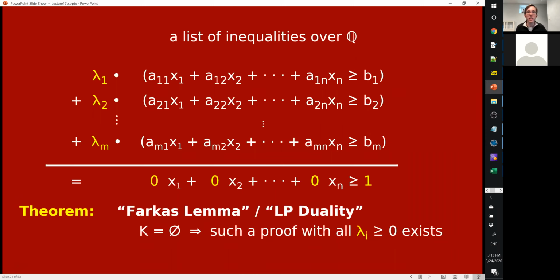And this always happens. This is the content of what's called the Farkas Lemma, which is basically the same thing as LP duality. It's this theorem, which I'll show to you, that whenever a list of inequalities has no solution, so the K that they define is the empty set, there is a proof of this sort. There exist non-negative lambdas which, when you multiply them against the inequalities and add them up, give 0 greater than or equal to 1. Such lambdas always exist. This was proved by Farkas in 1898, and basically also proved by Gordan in 1873, but somehow he never gets the credit. He's probably most famous for being Emmy Noether's PhD advisor these days.